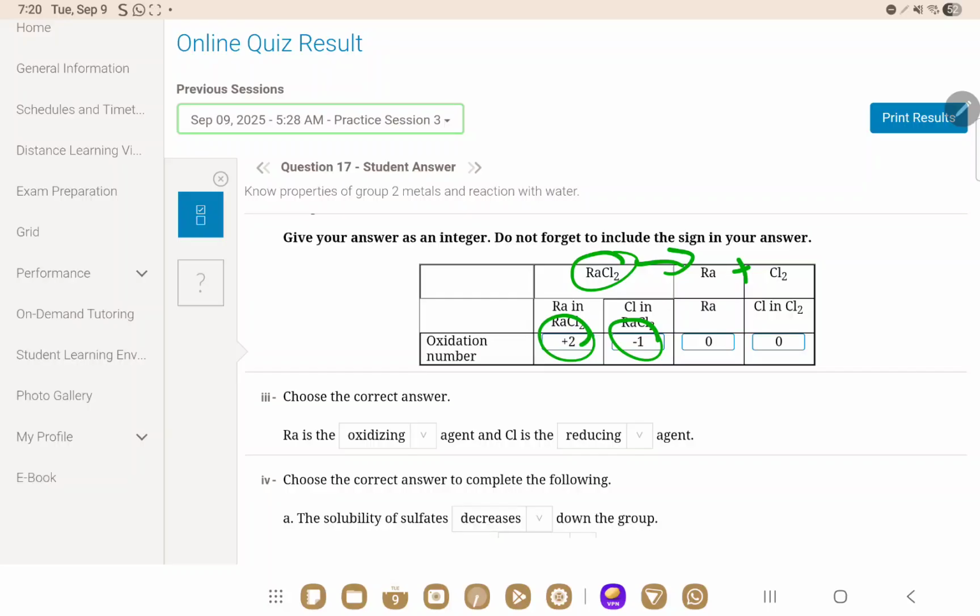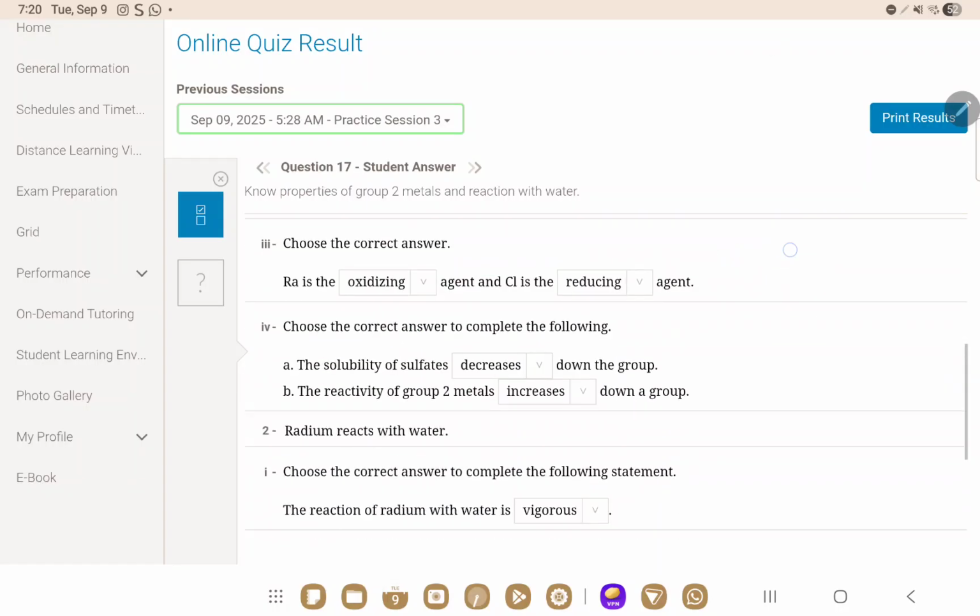We already know this. Now, Ra, when it becomes Ra as an atom, it has an oxidation number of 0. Cl, when it also becomes an atom, has an oxidation of 0. But in Ra, it decreased, it became less. But in Cl, it increased to become 0. So if Ra decreased, it got reduced. The thing that gets reduced is the oxidizing agent, and the thing that got oxidized, aka Cl, is the reducing agent.